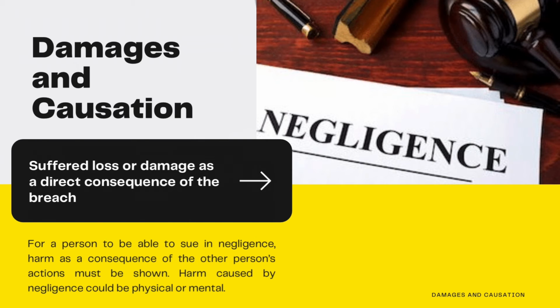And the third element of negligence is damage and causation. For a person to be able to sue in negligence, harm as a consequence of the other person's action must be shown. Harm caused by negligence could be physical or mental.